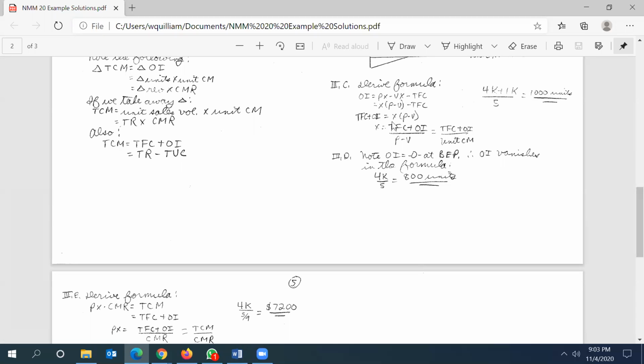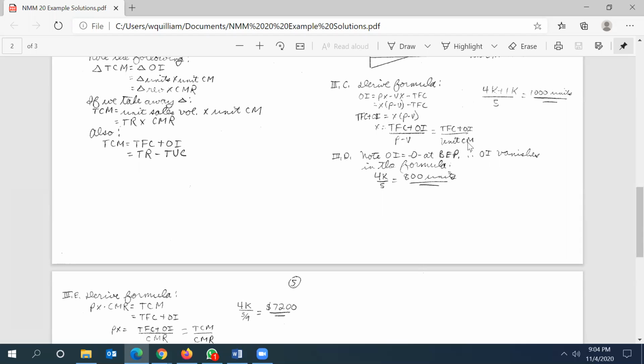So, total fixed plus operating income equals total contribution margin. Now, if I divide, I simply take this term on the right and put it under the term on the left. So total fixed plus operating income divided by P minus V, which again equals unit contribution margin. That is the formula that we have.